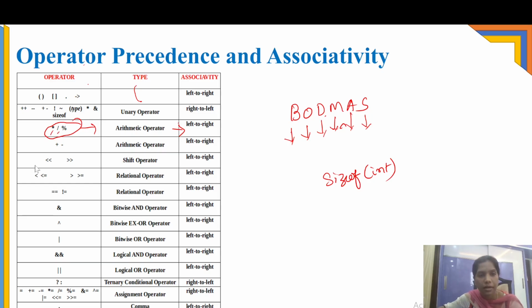So only for unary operators, ternary operator and assignment operator, for these three operators only we will be having associativity from right to left. For the rest of all, left to right. Every expression must be evaluated from left to right, except if you have a unary operator or ternary operator or assignment operator. This is about operators. Thank you.